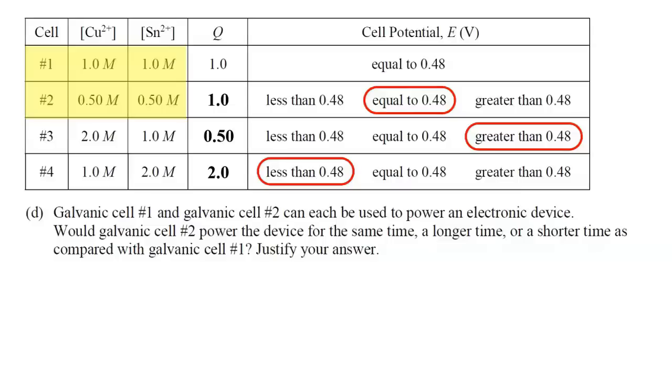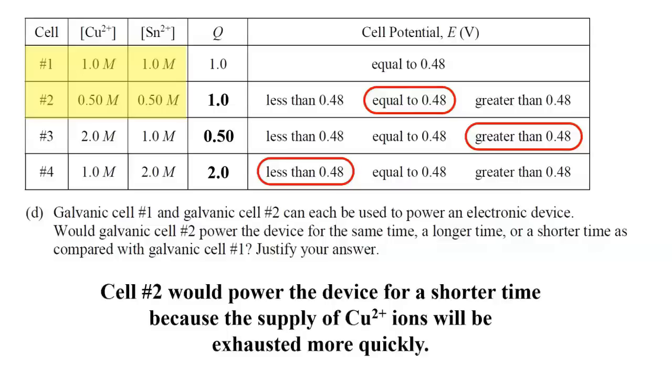Justify your answer. Now you know that as the cell runs, the concentration of reactants will continue to decrease. Well, look at those numbers for cell number 1 and cell number 2. In cell number 2, we're starting with a smaller concentration of reactants. We have 0.5 molar compared to 1 molar. So we're going to run out of reactants more quickly with cell number 2. So the answer is that cell number 2 would power the device for a shorter period of time.